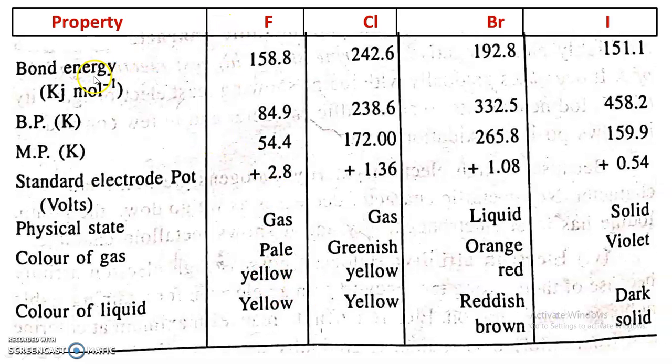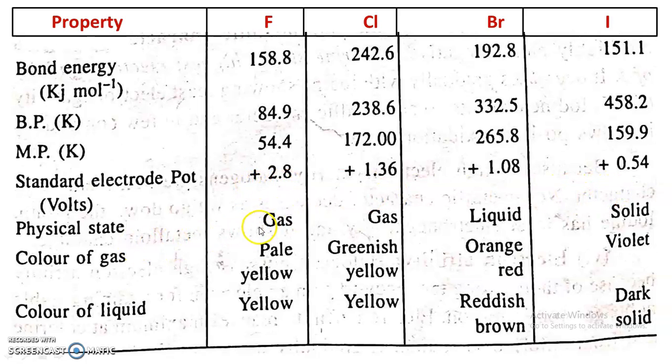Then bond energy. For fluorine it is 158.8, and for iodine 151.5. They have comparable bond energies. From fluorine to chlorine to bromine, bond enthalpy increases, bond energy increases, and for iodine it is lesser than bromine. The boiling point and melting point increase from fluorine to iodine. Standard electrode potential, positive value, decreases from fluorine to iodine.